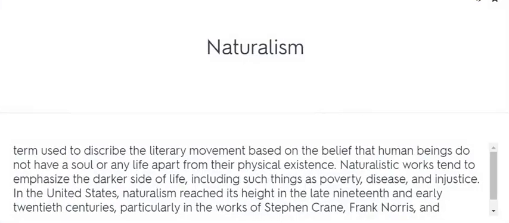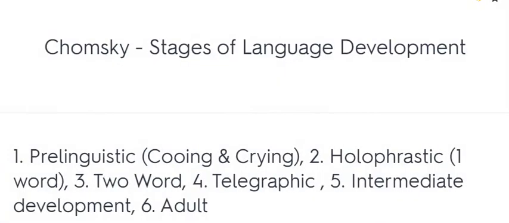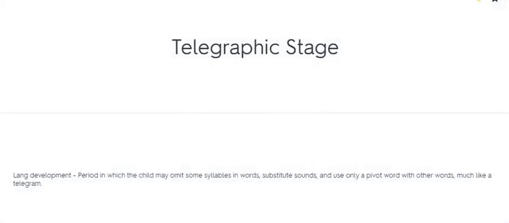Naturalism. Chomsky, performance of language. Chomsky defines the performance of language as that which people actually say. This does not have to be grammatically correct but does convey meaning. Chomsky, stages of language development: 1. Prelinguistic. 2. Holophrastic. 3. Two-word. 4. Telegraphic. 5. Intermediate development. 6. Adult. Telegraphic stage: the period in which the child may omit some syllables in words, substitute sounds, and use only a pivot word with other words, much like a telegram.